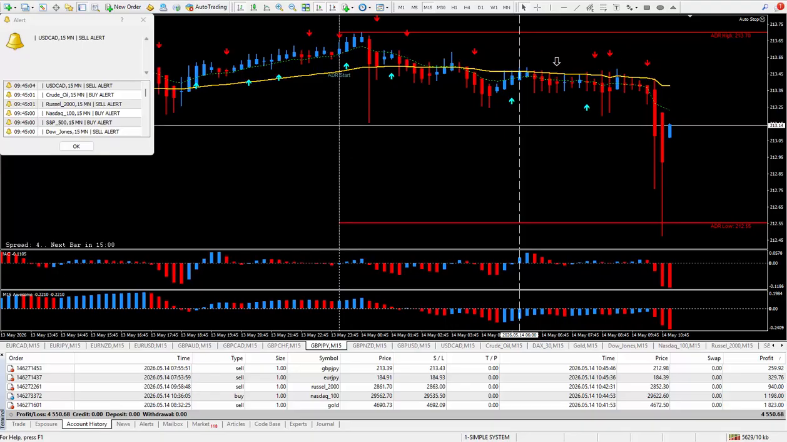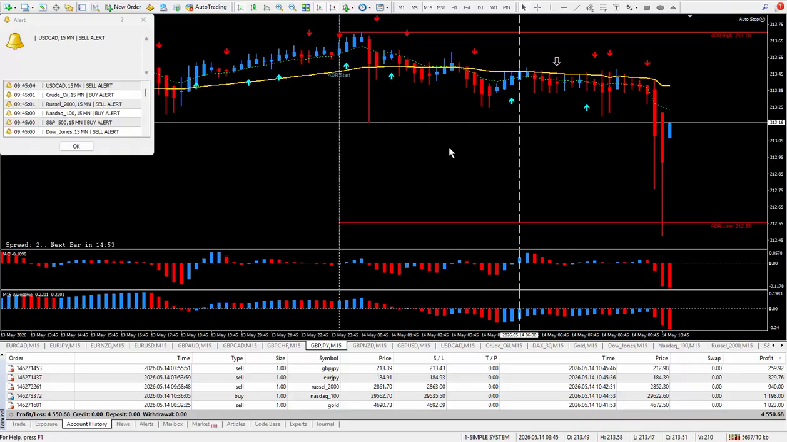Today's date is May the 14th, and I'm using my new simple trading system. This system uses some moving averages, the Heikin-Ashi candles, and these arrows that's called the super signal indicator. And down here at the bottom, there's 2 oscillating indicators.